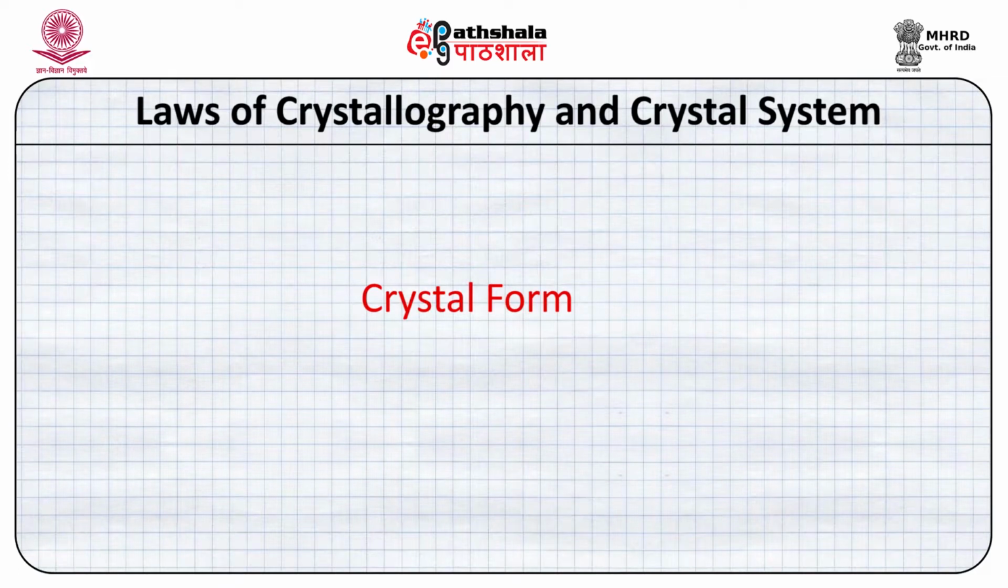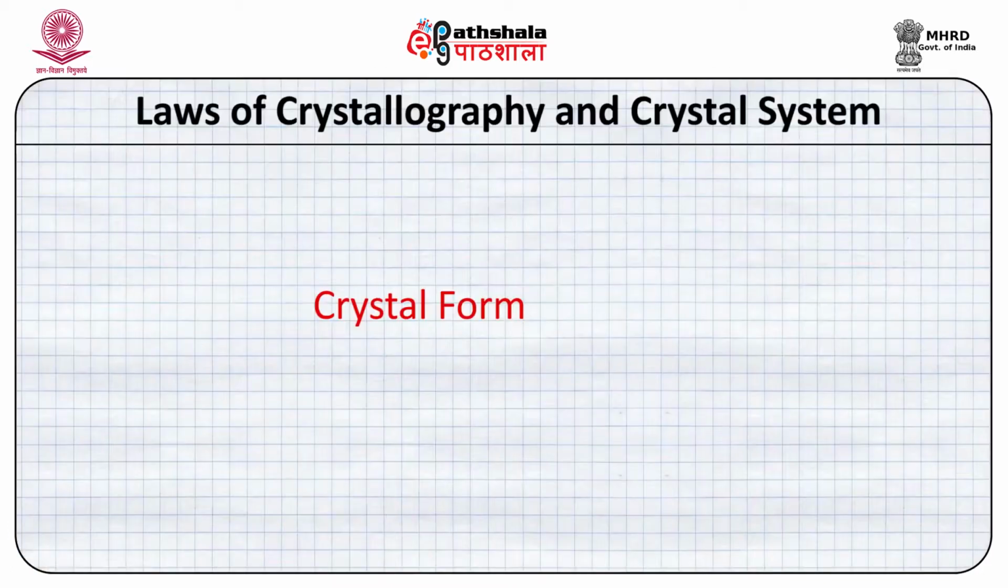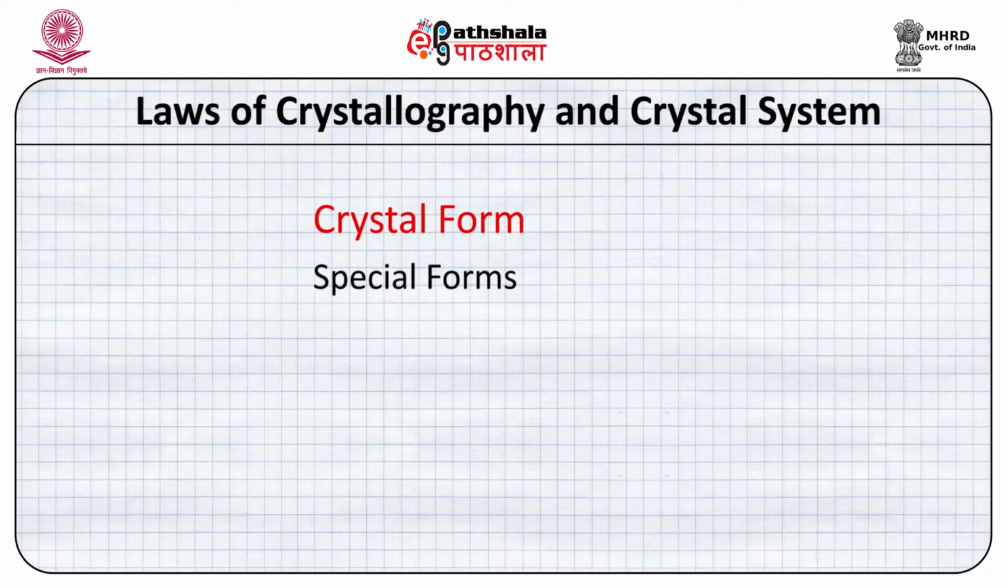Now we will discuss the crystal form. We had earlier discussed morphology. Morphology is the external shape. But when we talk about the form of a crystal, it is more restricted, because form defines all these similar faces which can be linked together because of their similar symmetry elements. So forms can be of two types: there are special forms and there are general forms.